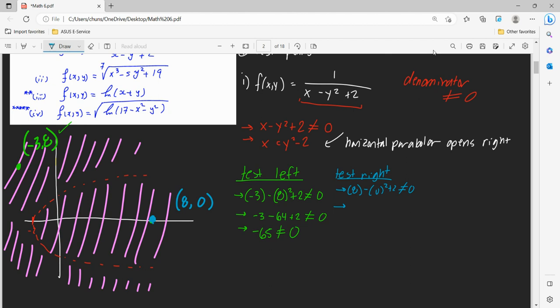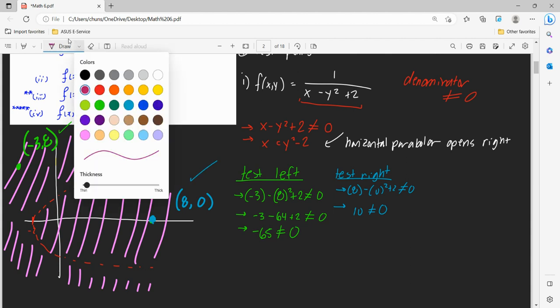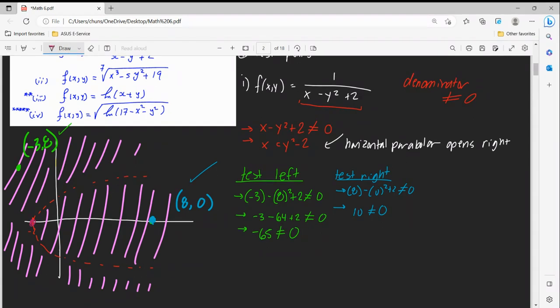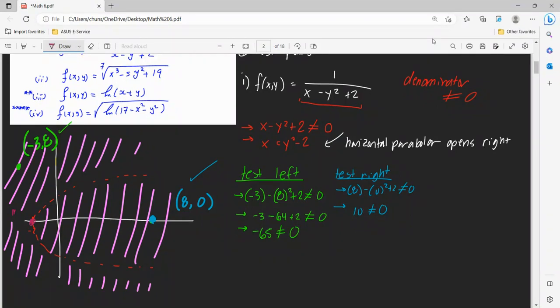And this gives us 10, which is not equal to 0. So both regions are valid. Because of that, let's now put a test point on our curve. Let's do our intersection, because we know what that is. It's -2, 0.